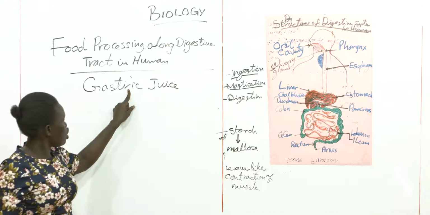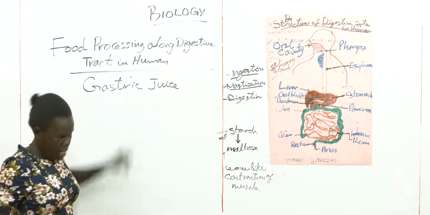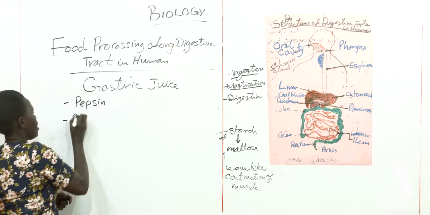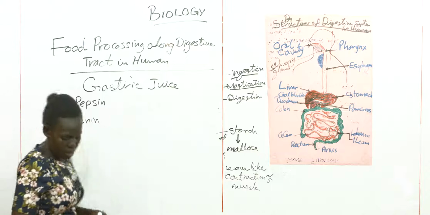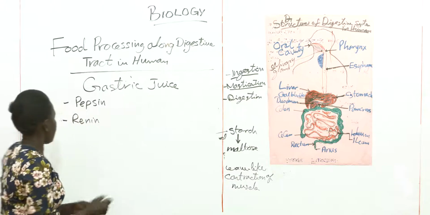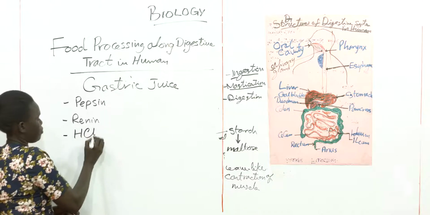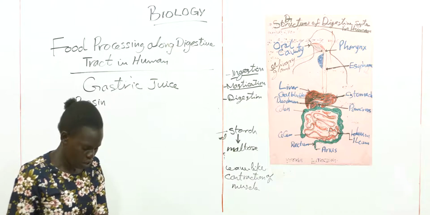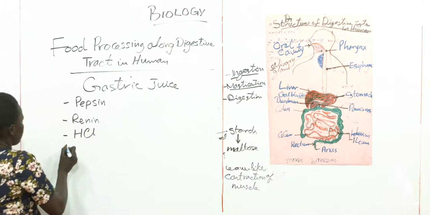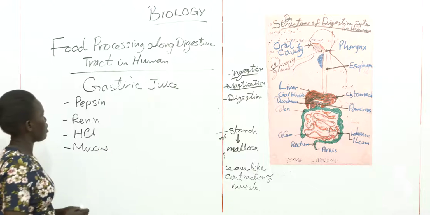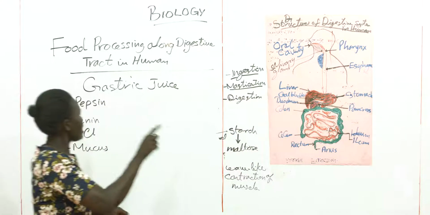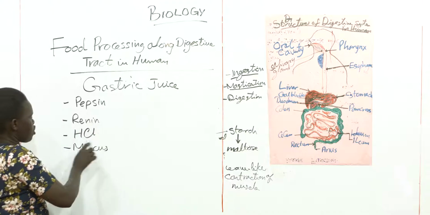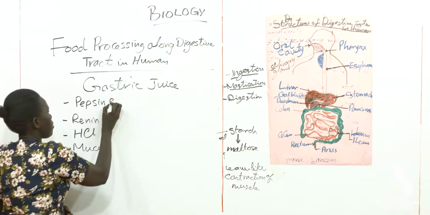This gastric juice contains many enzymes. You find pepsin is there. We find renin. We find hydrochloric acid. Even we get mucus also there. The food has reached the stomach, and in that stomach we have gastric juice, containing pepsin, renin, hydrochloric acid, mucus.